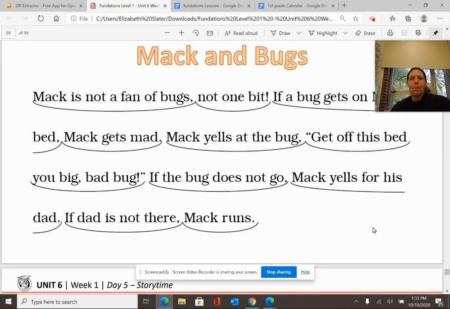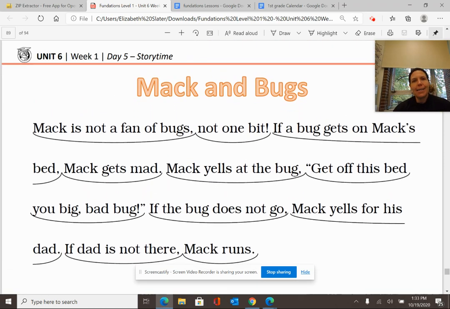Mac and Bugs. Mac is not a fan of bugs, not one bit. If a bug gets on Mac's bed, Mac gets mad. Mac yells at the bug. "Get off this bed, you big bad bug." If the bug does not go, Mac yells for his dad. If dad is not there, Mac runs.